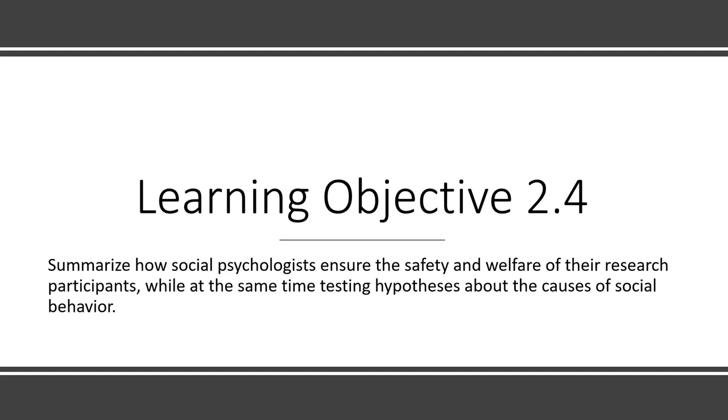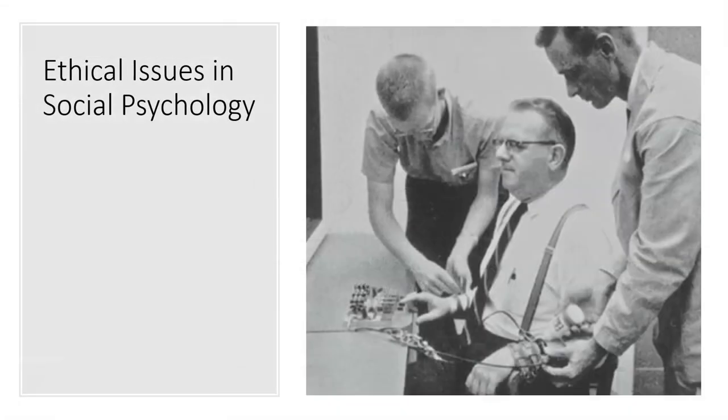Welcome back. In this final part of the chapter, we'll be covering Learning Objective 2.4 for PSY 235 Social Psychology. This learning objective involves talking about how social psychologists, and any researchers for that matter, who use human beings in their research, ensure their safety and welfare while still being able to pursue their scientific interests.